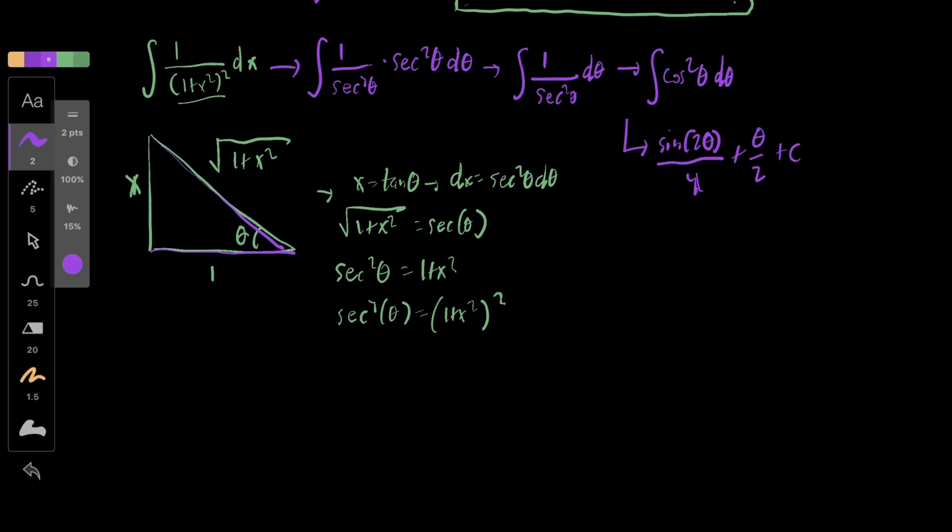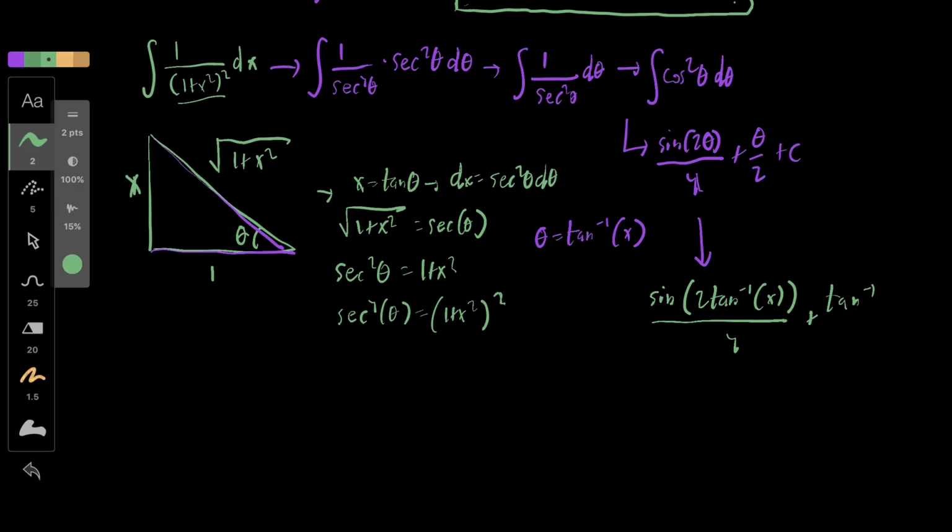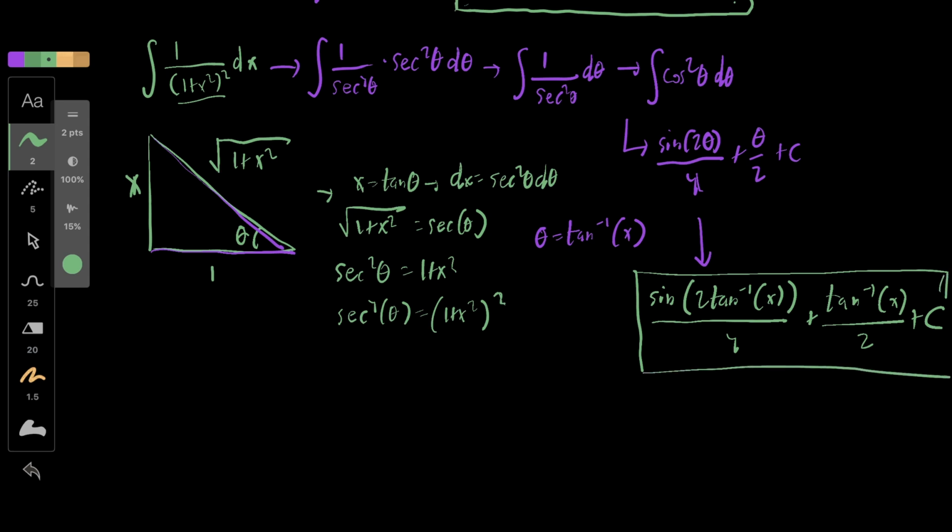But what is theta then? Well, let's look at this equation over here. x is equal to tan theta. Solving for theta, we get theta is equal to tan inverse of x. So let's plug that in. Our final answer then becomes sine of 2 times the tangent inverse of x over 4 plus the tangent inverse of x over 2 plus C. And that concludes our final problem and its explanation.